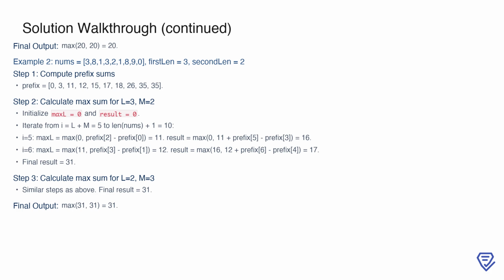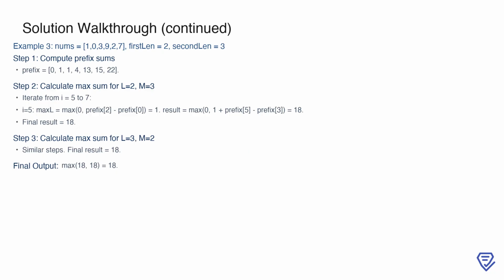Reversing the roles of L and M, we repeat the same process with the first subarray having length M equals 2 and the second subarray having length L equals 3. Again, the result is 31. The overall maximum sum for this example is therefore 31, which we obtain by taking the maximum of the two results from the different configurations.